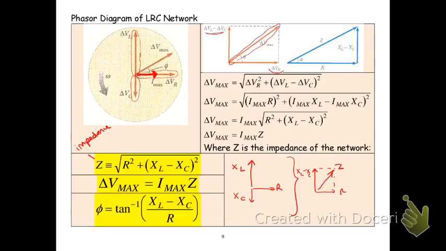My impedance is equal to the square root of R squared plus the square of XL minus XC, all squared. And I can define my angle as the tangent of the opposite over the adjacent. And I can say that my maximum voltage is equal to I max times Z.